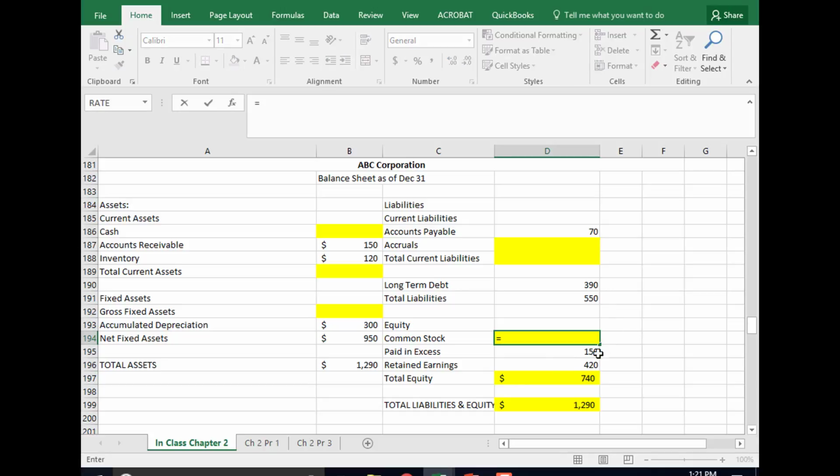Now we have all the pieces except for one that go into total equity. So if we take our total equity less the other pieces, our paid in excess and our retained earnings, we can get our common stock. Because these three things added together should be our total equity.